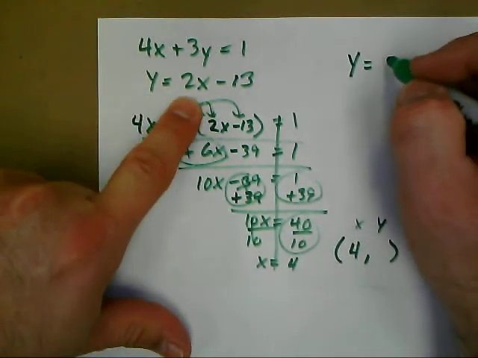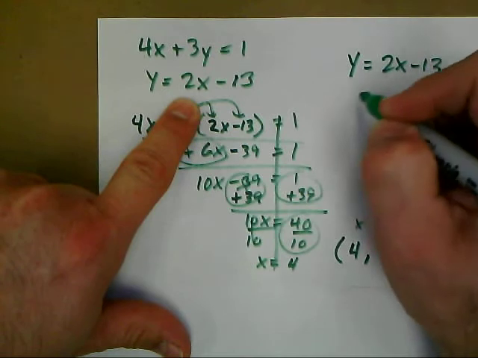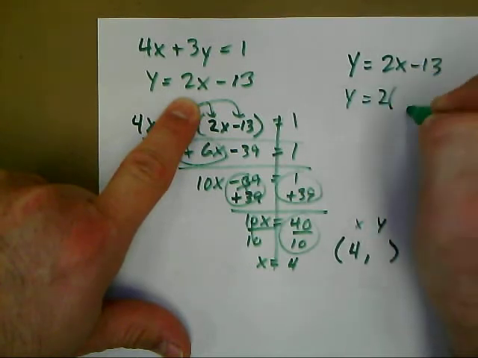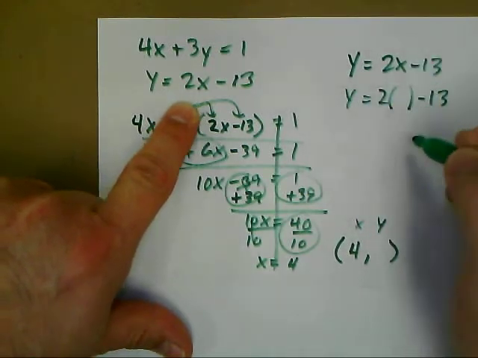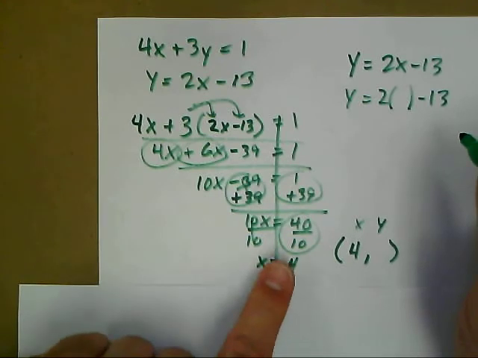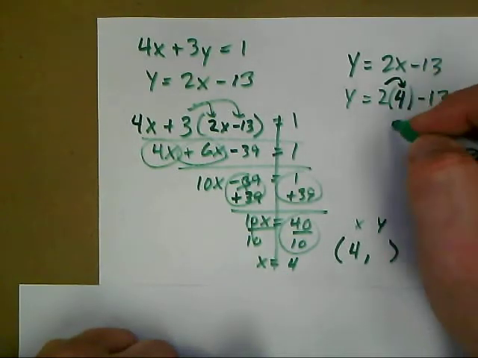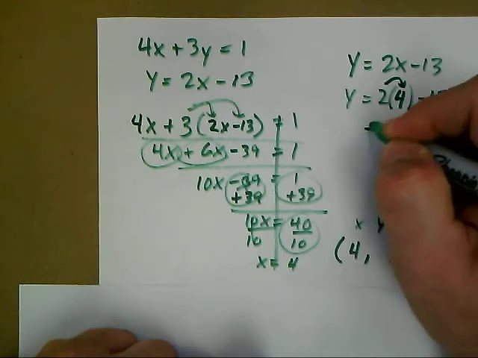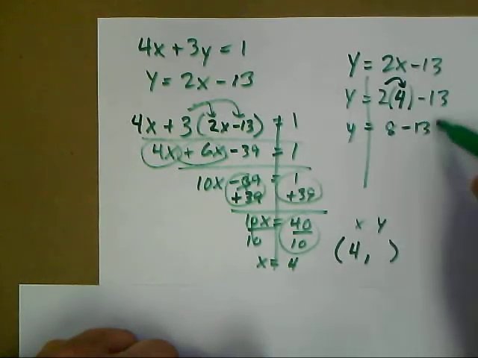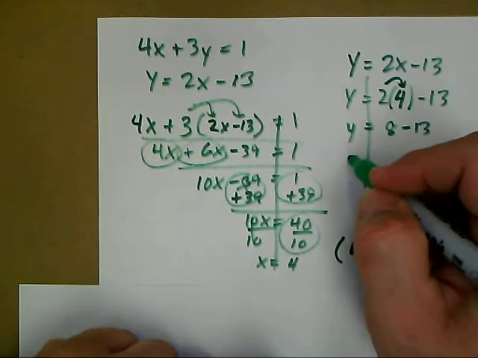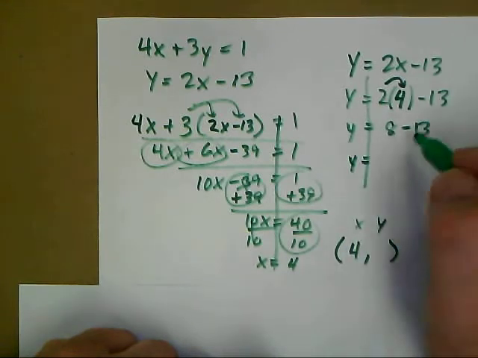Y equals 2x minus 13, where I can go ahead and sub that x out for what I know the value of x is, and that value of x right here is 4. So I put the 4 in there. So 2 times 4 is 8. I bring down that minus 13. And 8 minus 13 is negative 5.